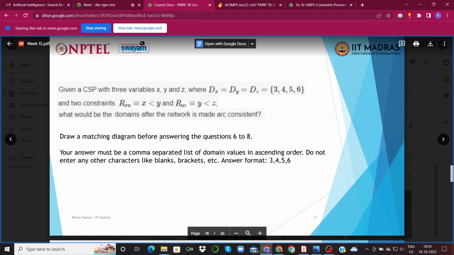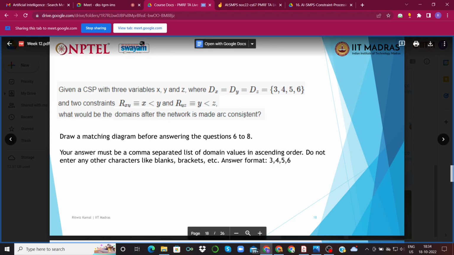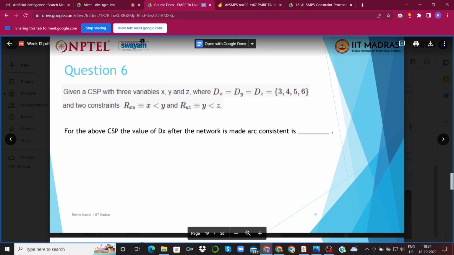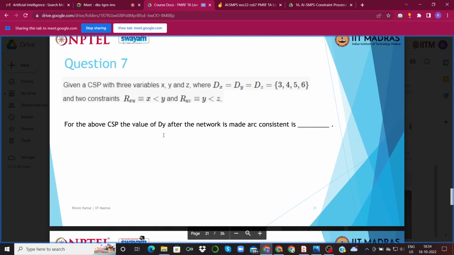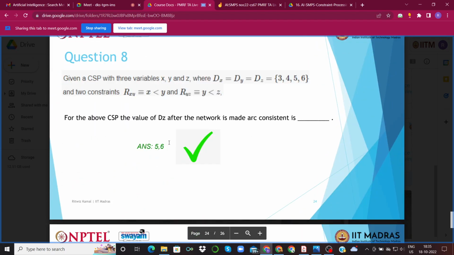So this forms our solution, and let's go back to what the question asked for. We drew a matching diagram, which we already saw, and the question asks what the domains would be after the network is made R consistent. We already saw dx would be 3 4, dy would be 4 5, and dz would be 5 6. The question basically asks the same thing: the value of dx after the network would be 3 4, dy would be 4 5, and dz would be 5 6.